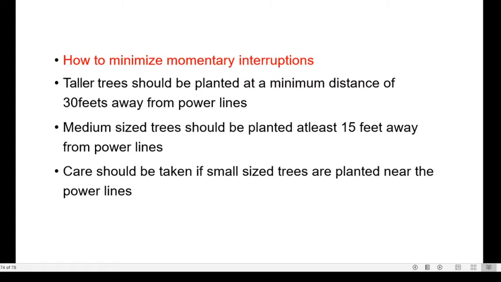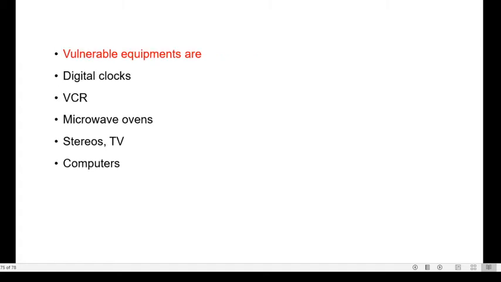So how to minimize these momentary interruptions? Taller trees should be planted at a minimum distance of 30 feet away from the power lines, or else let's have a right of way far away from these taller trees, because in a rainy season or a storm these trees may fall on the transmission line, breaking the conductors or shorting two neighboring phases or conductors. Medium-sized trees should be planted at least 15 feet away from the power lines. Care should be taken if small-sized trees are planted near the power lines.